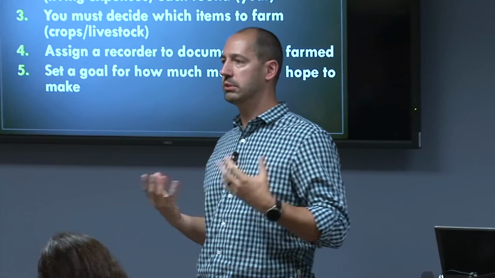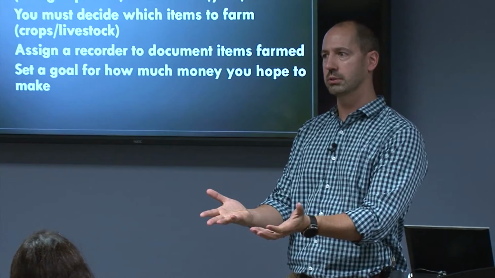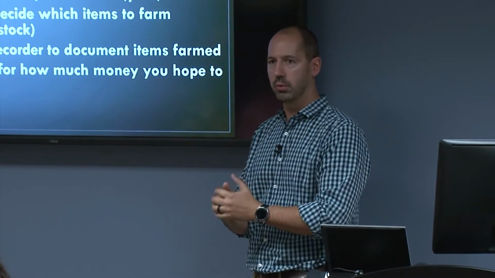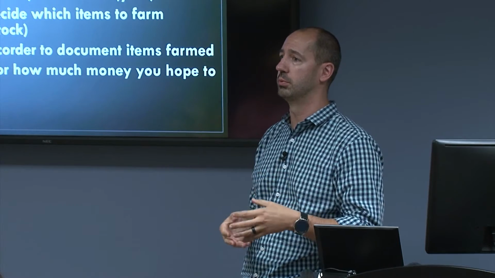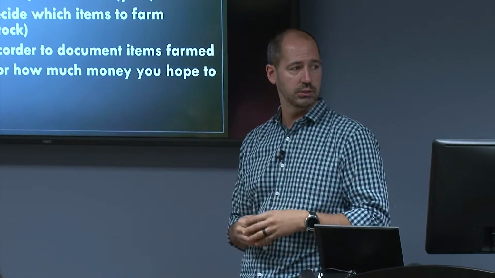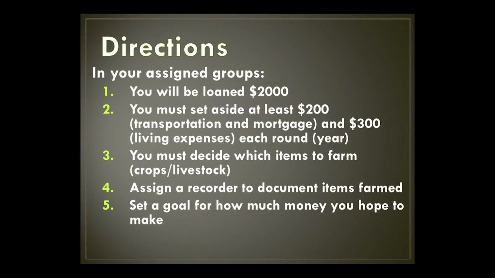I am the banker in this simulation. I generously, out of the kindness of my heart, give them $2,000. And because I know they want to make it, I'm only going to ask them to pay the interest, not the principal. So you're going to owe some money to me. You have to set aside $200 for transportation and the mortgage interest for me, and $300 for living expenses each year. They're super excited about that. $300 a year to live off of. Sounds fantastic. You're going to decide which items to farm.